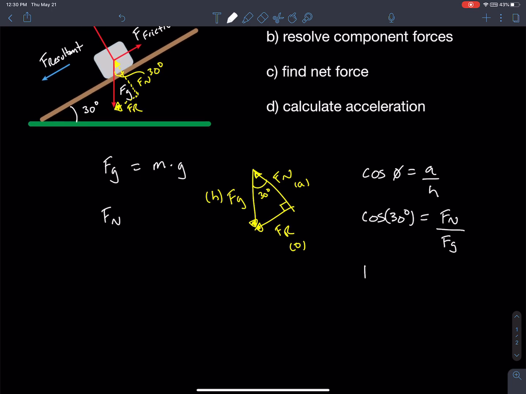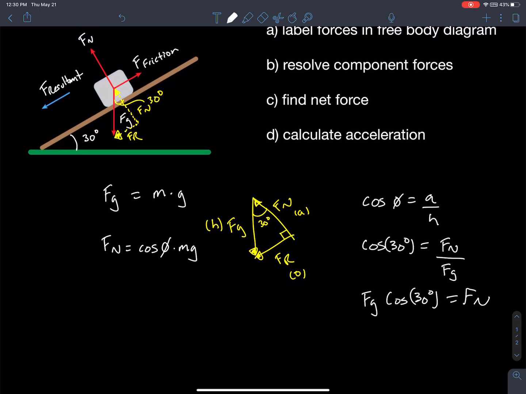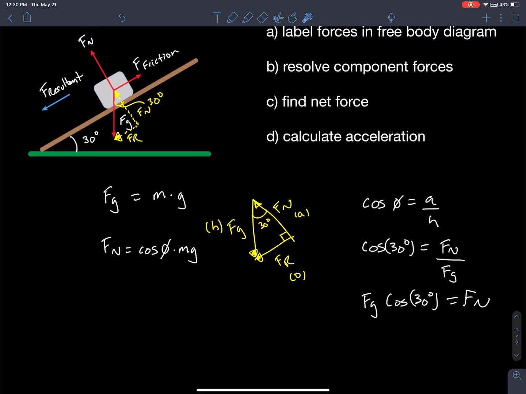Therefore, Fg cosine 30 degrees is equal to Fn. Okay, and that's what we're going to put over here. Fn is equal to cos theta times mg. All right, and that's an important thing that you'd have to be able to calculate when we're using Fn. The only place we actually use Fn is to calculate the force of friction, so that'll come back a bit later on.